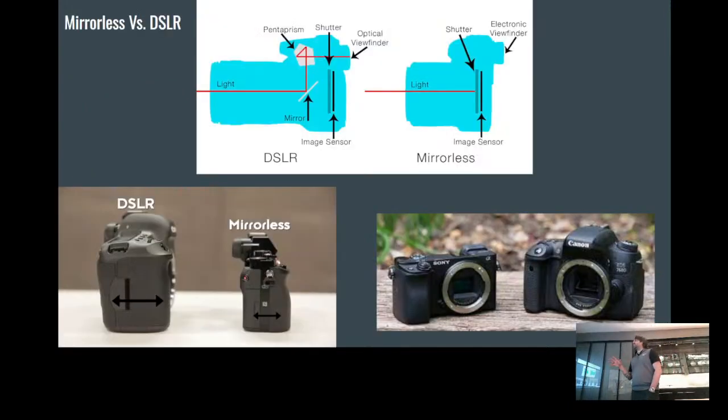The difference between a mirrorless and a DSLR is pretty simple. The mirrorless camera is lighter weight and smaller in size because it does not have a mirror. When you're taking a picture, light is the number one thing we need to take a photo.